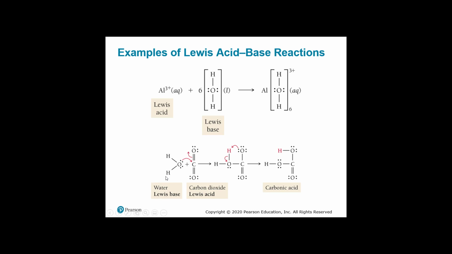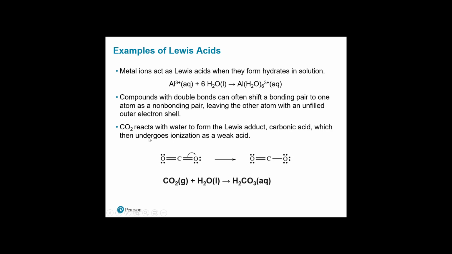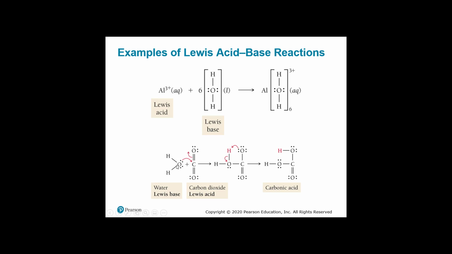So here, this is what it's talking about. Let's go back. Which then undergoes ionization as a weak acid. So what does it do to make it a weak acid? And what's a weak acid? So let's take a look here. We have a lone pair that comes in, and it attaches itself to the carbon, but it can't attach itself to the carbon because this is a filled octet.